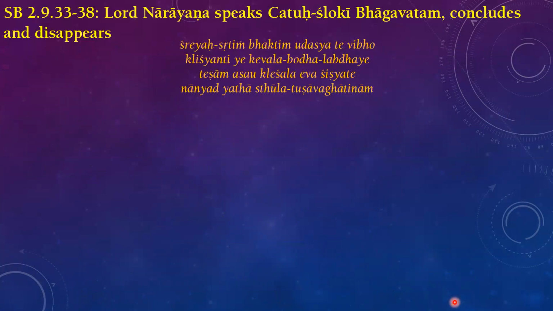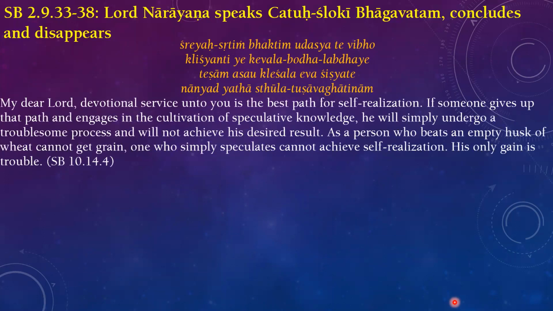Shreya bhaktim udastate vibho klishyantiye kevala bodha labdaye tesham asau kleshala eva shishyate nanyad yatha stula tushavaghatinam. The previous verse was about karma and this verse is about jnana. Jnana is meant to offer one moksha. Does jnana alone offer moksha, or does bhakti-mishra jnana offer moksha? That is indicated here. Read the translation loudly.